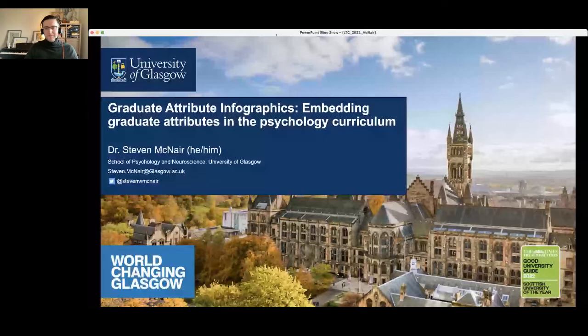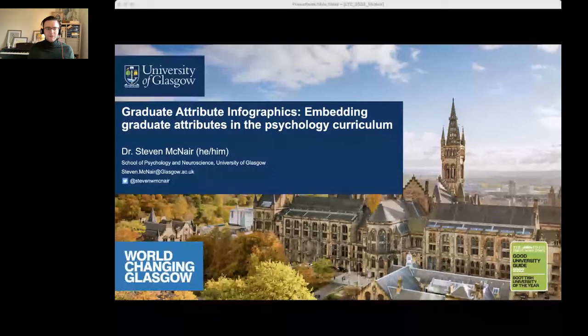So, hi folks, my name is Stephen. I'm an LTS lecturer in the School of Psychology and Neuroscience. And what I'm going to be talking about is an area of practice where we've developed some graduate attribute infographics as one example. I'm sharing this as one example of practice in embedding graduate attributes into the psychology curriculum.